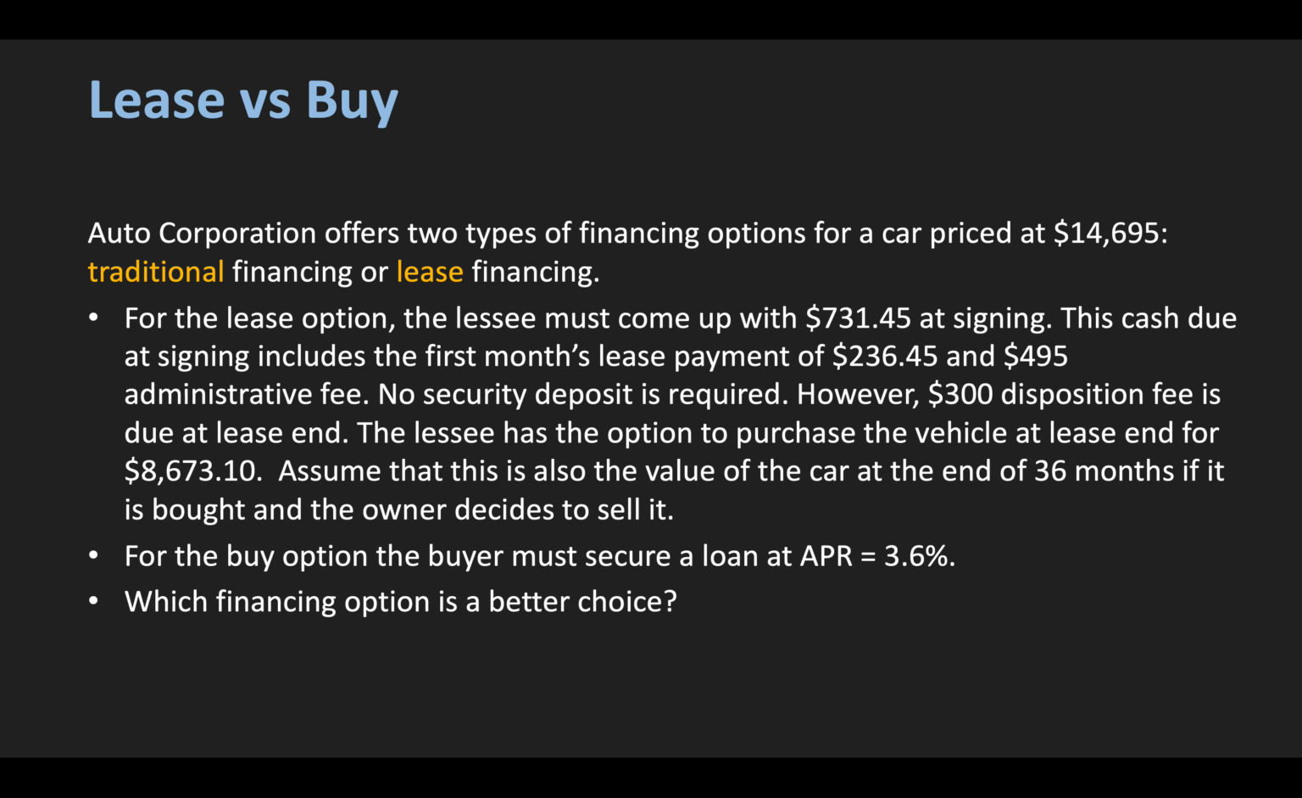So basically, assume that after you lease the car for 36 months, you can actually sell the car for this much money. For the buy option, the buyer must secure a loan at an annual rate of 3.6%. So each year your interest will be 3.6%. In this case, which financing option is a better choice?